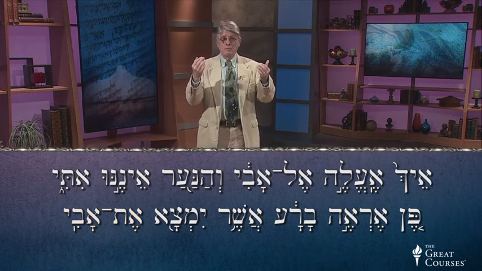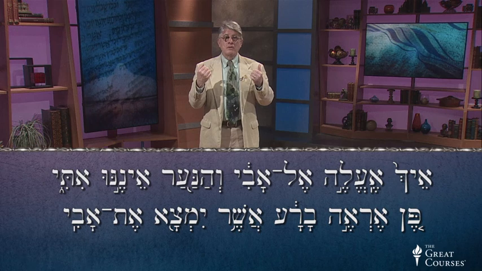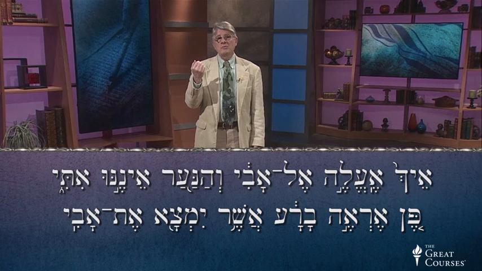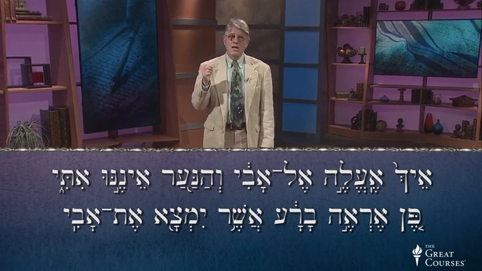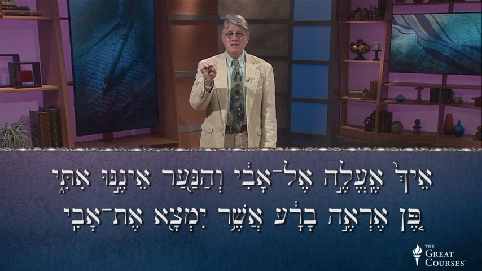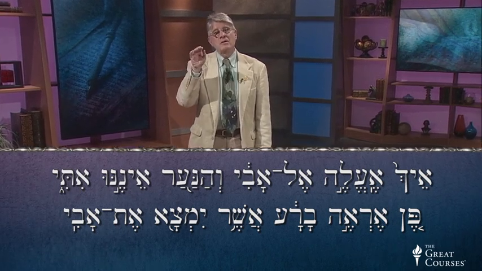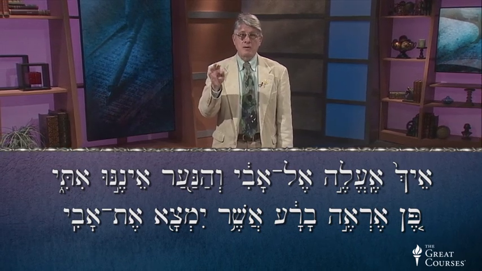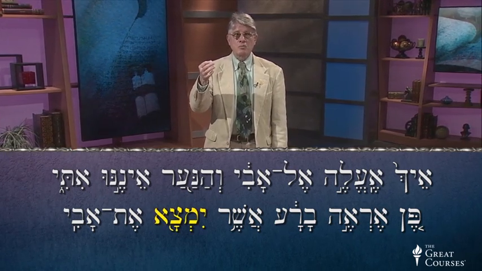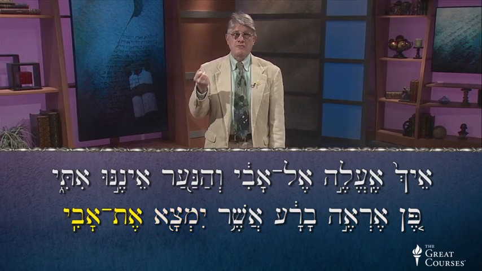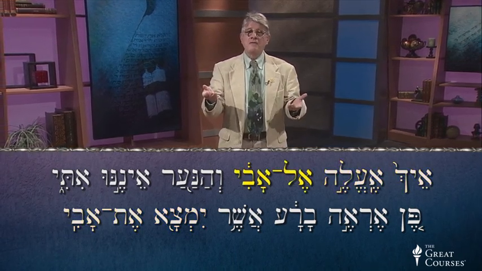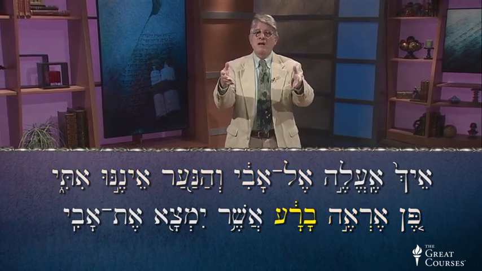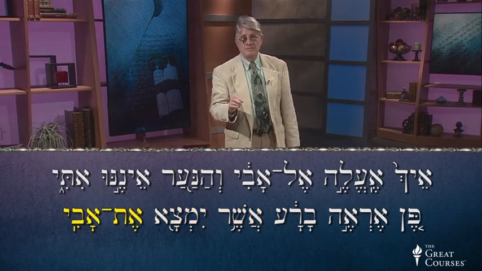In the imperfect, roots that end in aleph treat it like a guttural, so you have to have an ah. But they also treat it like an aleph, so at the end of a syllable, it's silent. And the short ah, the patach that it otherwise would be, becomes a long ah, a kamatz. We'll look at roots with aleph in depth another time. For right now, yimtza, it will find, et avi, my father. Ech e'ele el avi, v'hana'ar einenu iti, pen er'eh vara asher yimtza et avi.